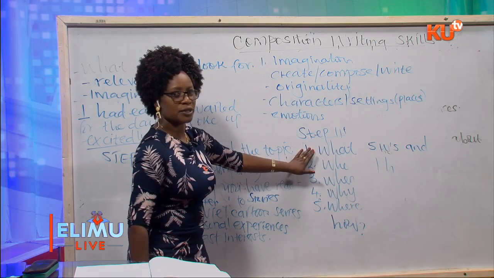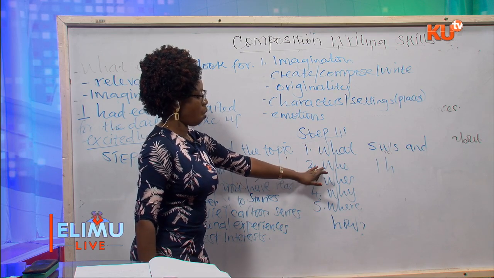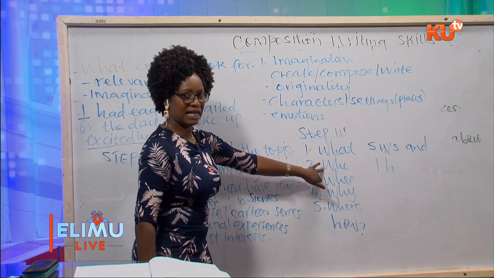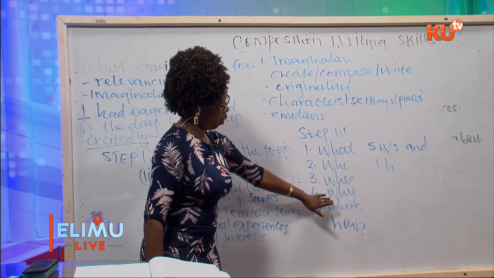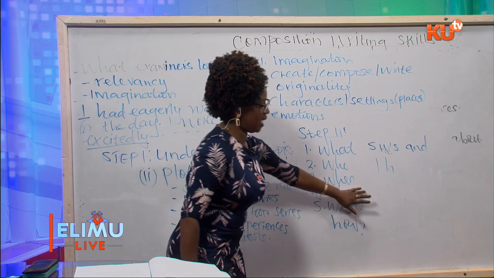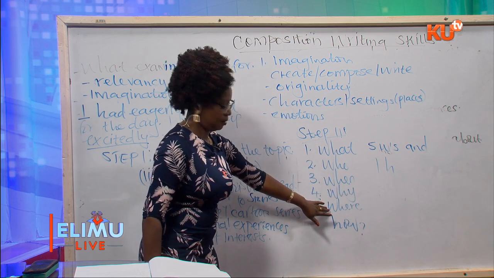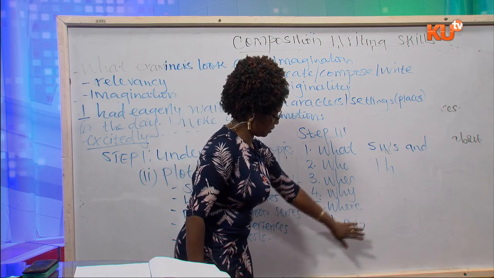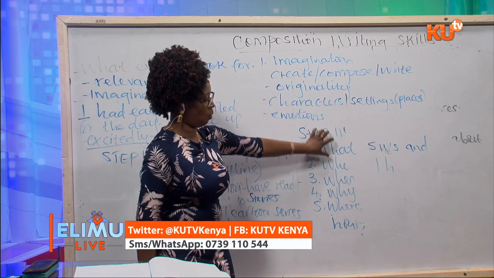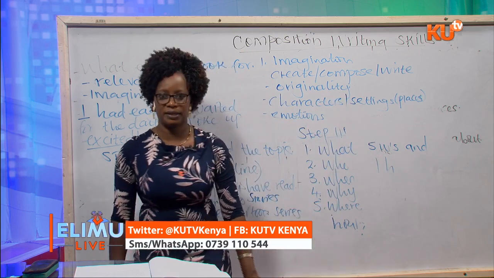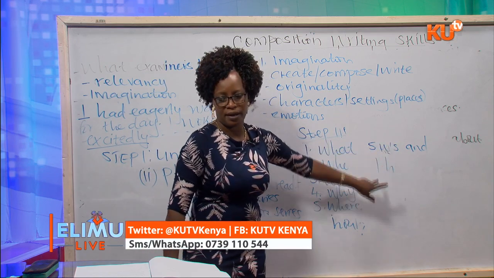Look at the 5 W's. What will give you the topic? Who will give you the characters? When will give you the time? Why will give you the narration of the story? Where will give you the place or the setting? How you will now narrate whatever you have taken place. The rule of the 5 W's and 1 H.